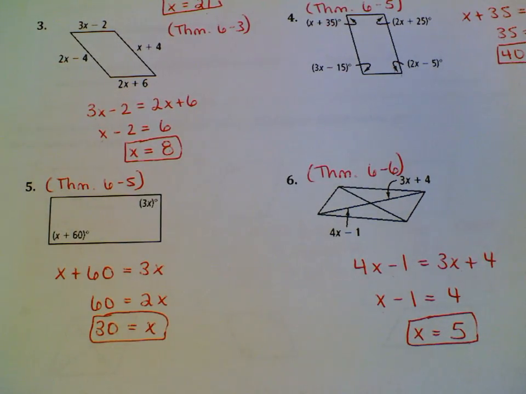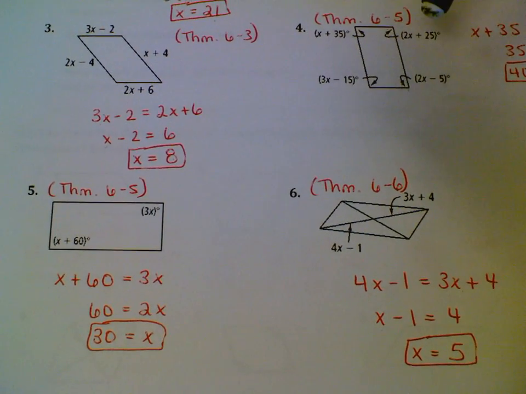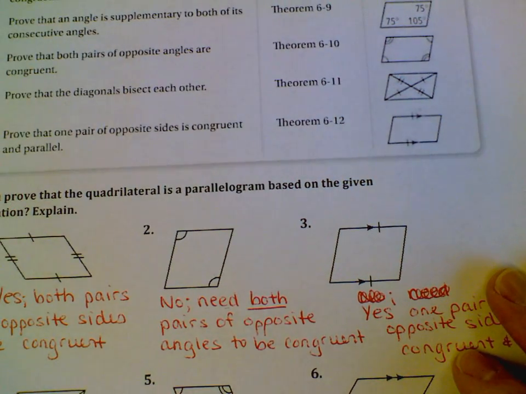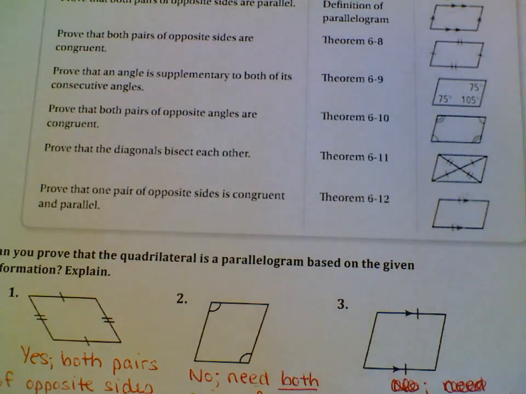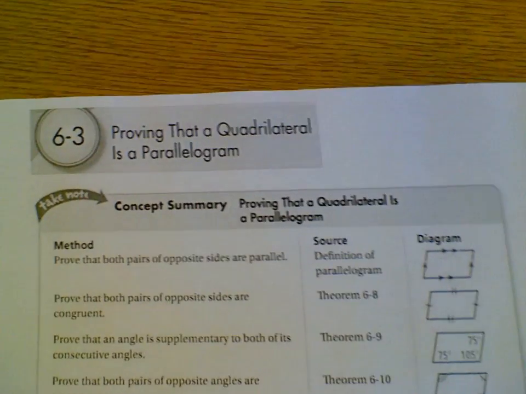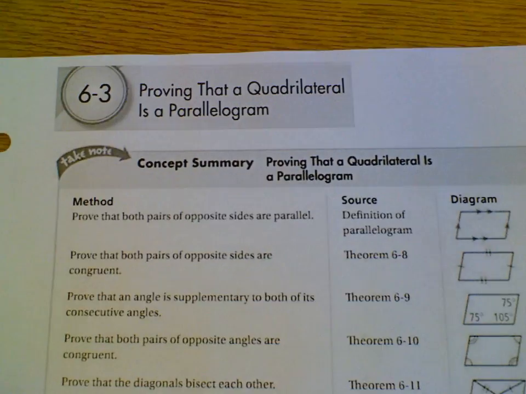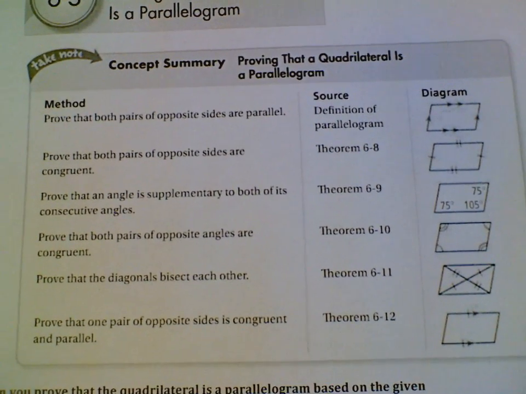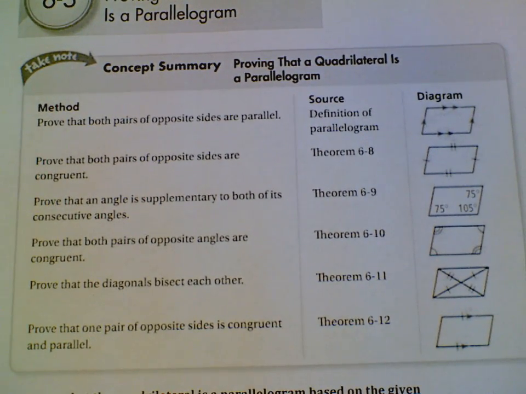So that takes care of everything from section 6.2, where it's just introducing to you properties of the parallelogram. The next piece is, if I gave you a quadrilateral, how would you prove that it is a parallelogram? So I gave you a huge box at the top to summarize everything that you just did.